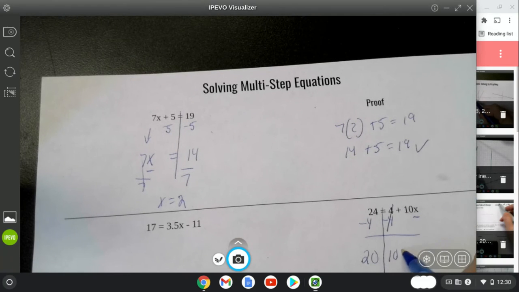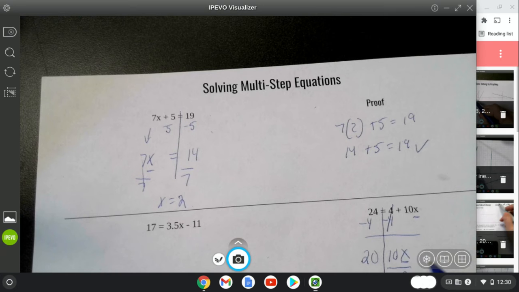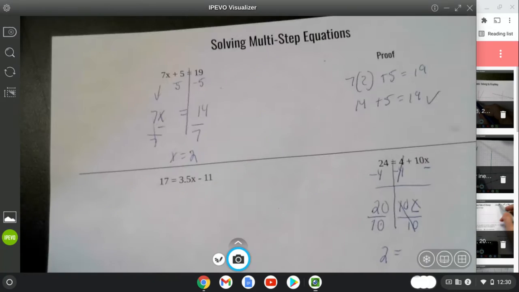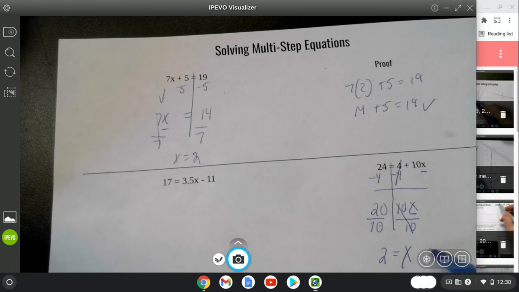And I'll bring down my 10x. Now I want to get the x by itself, so I'm going to use the division property of equality because that's the opposite of multiplication, and this 10 is being multiplied by x. So 20 divided by 10 is 2, 10 divided by 10 is 1, so it crosses out, so 2 equals x. And again, my proof is substituting it back in.